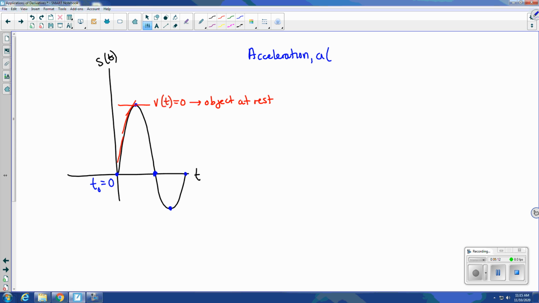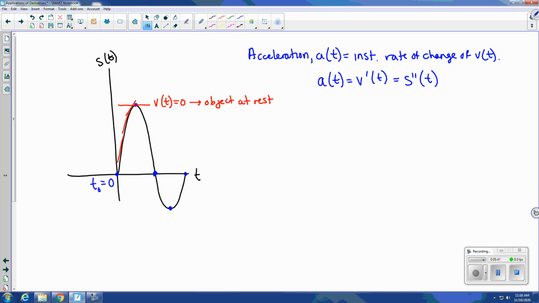Which we will call A of t. And this is the instantaneous rate of change of velocity. Acceleration is the rate of change of velocity. So acceleration is your derivative of velocity or your second derivative of position, because it is a rate of change of a rate of change.